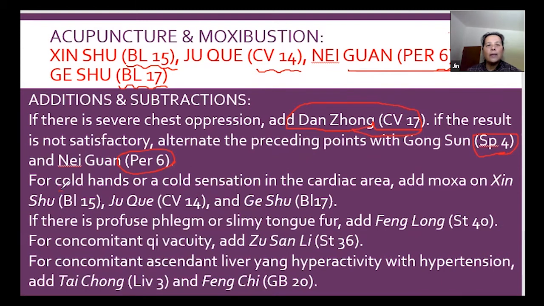And for cold conditions, where the patient has cold hands, cold feet, cold sensation in the heart area, we can use massage. For massage, we can still choose pretty similar points to what we talked about before. If there is more phlegm, we add some points to resolve phlegm, like stomach 40. Fenglong is another good one for resolving phlegm.